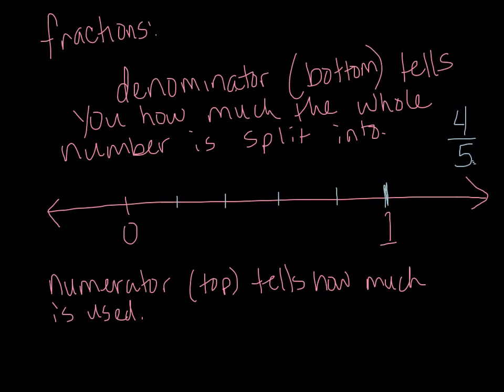Okay. The numerator tells how much we've crossed over. Well, we've crossed over 4 because it says 4. So 1, 2, 3, 4. So 4/5 on a number line is there between 0 and 1. 4/5. 4 out of the 5 pieces were used.